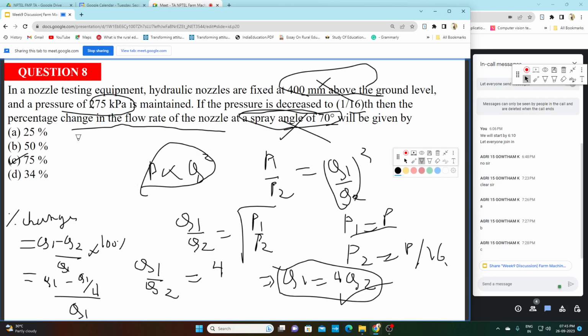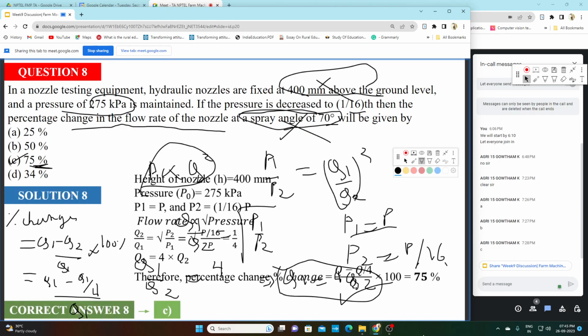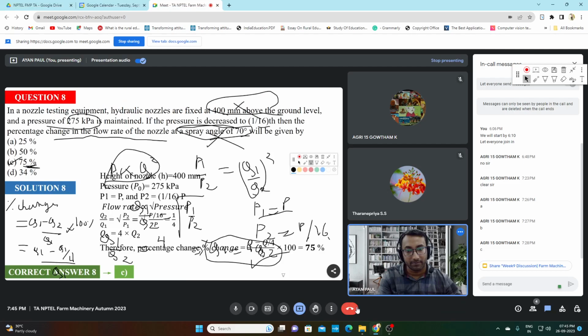Now what is the percentage change in flow rate? That is Q1 minus Q2 divided by Q1. Q1 is Q1 whereas Q2 is Q1 divided by 4. So when you solve this, it is 1 minus 1 by 4, that is 3 by 4 into 100%, that is 75%. So option C is your correct answer. Any doubt in this? Okay, this is clear.